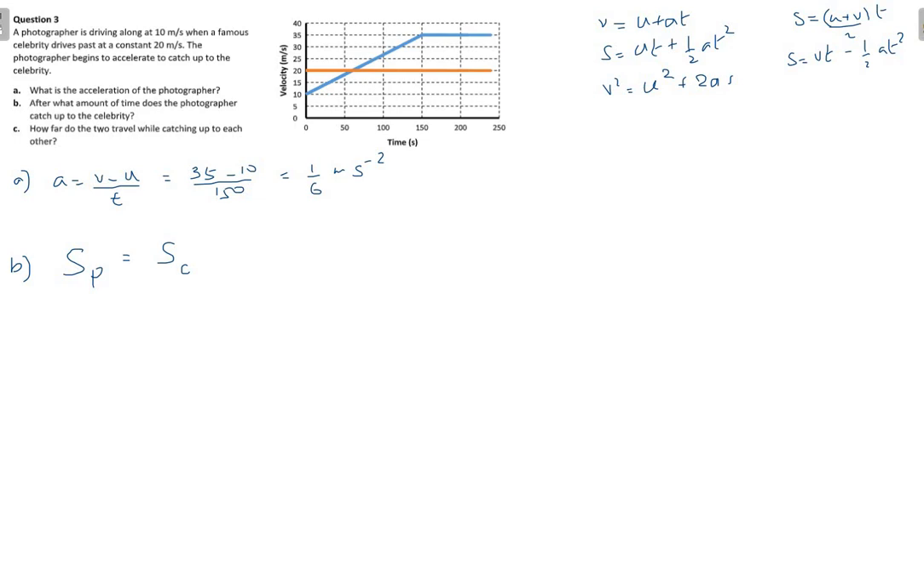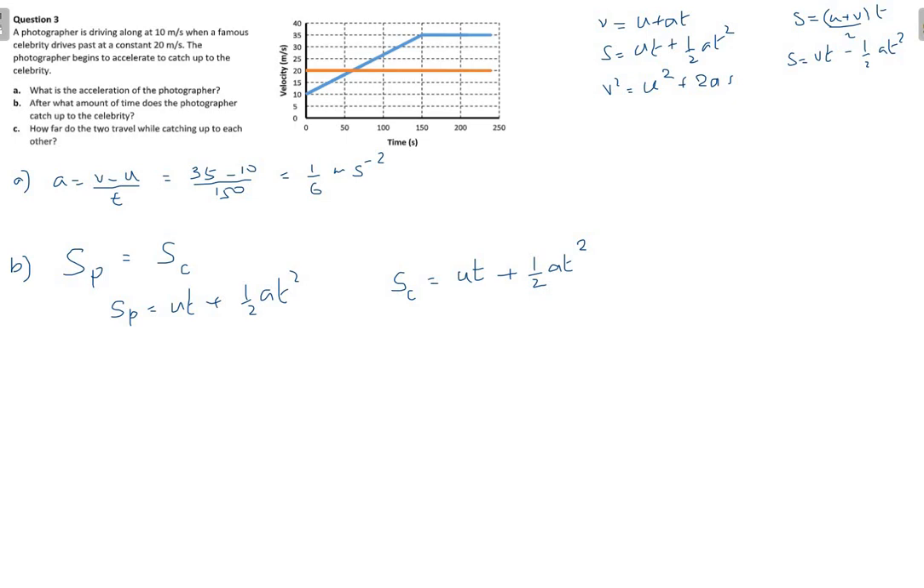If the displacements have to be the same, then we just work that out. Which equation can we use? We can't use v is equal to u plus at because we don't have displacement in it. We can use s is equal to ut plus half at squared, so we'll do that. We also have the same for the celebrity. We don't use v squared is equal to u squared plus 2as because there's no time in it. We want an equation which has both displacement and time, because the displacements will be equal, so we can equate those two equations and solve for t.